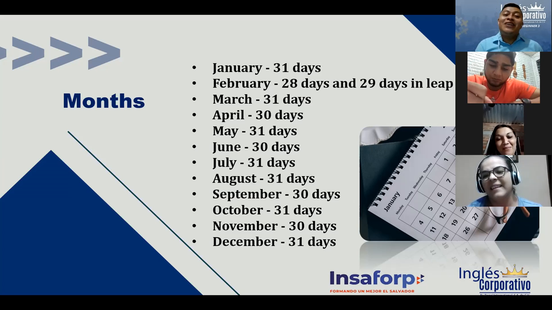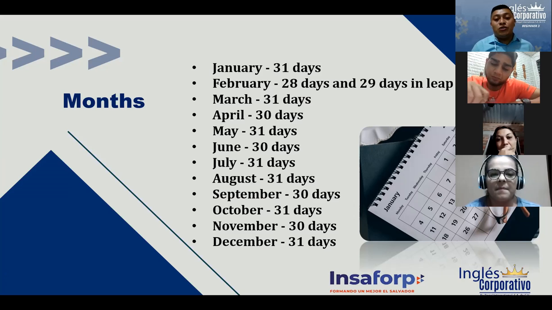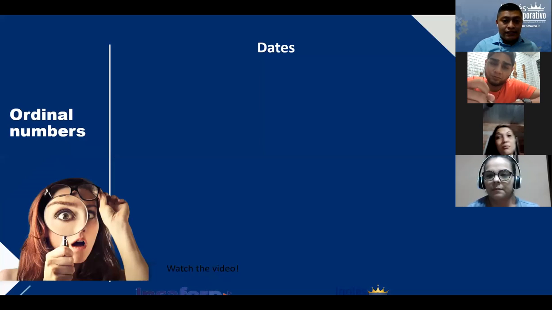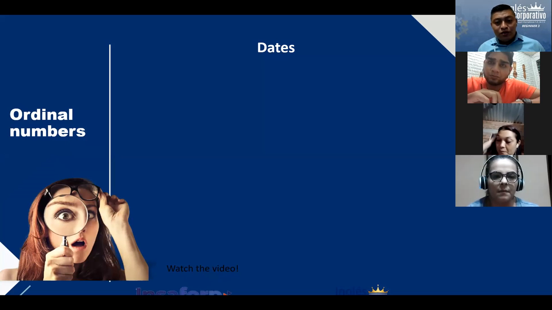Okay, excellent. So these are the 12 months of the year: January, February, March, April, May, June, July, August, September, October, November, December. So today we're going to talk about days too. Pero para hablar de fechas, we need to know these numbers, ordinal numbers. Which are ordinal numbers? ¿Cuáles son los números ordinales? Do you have an idea?